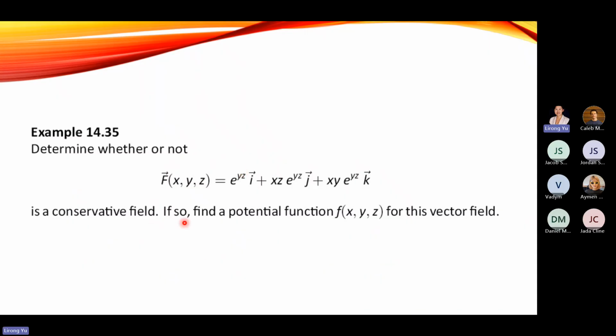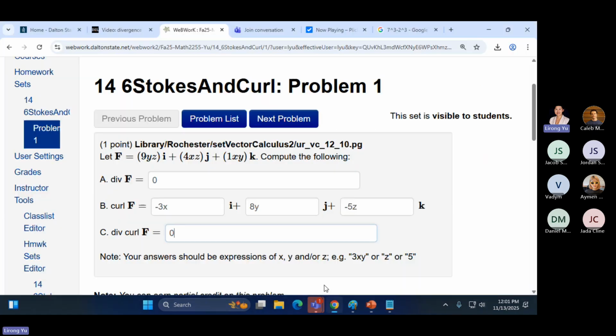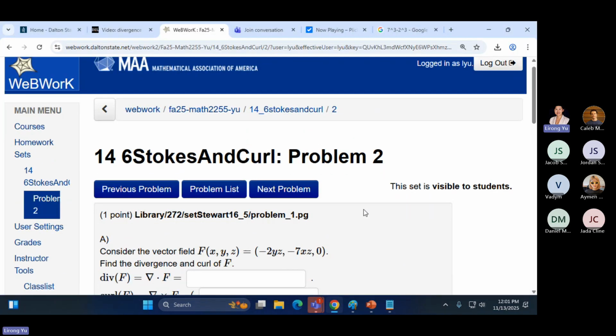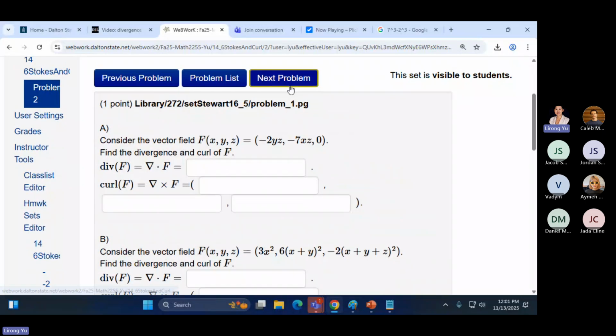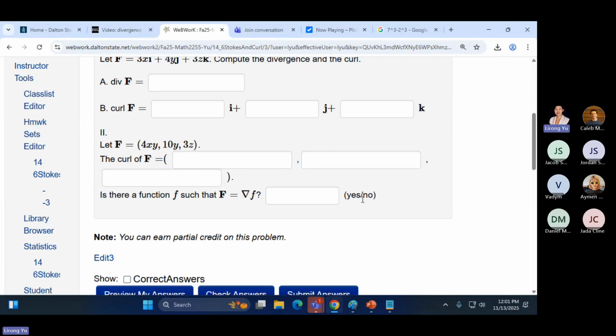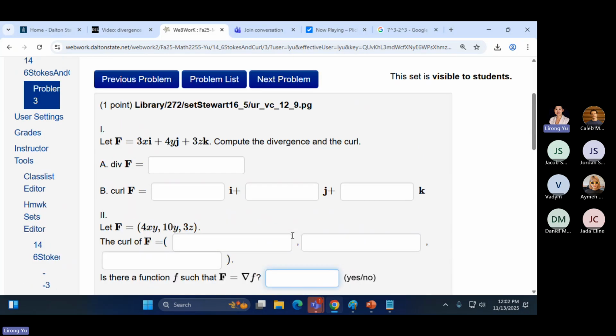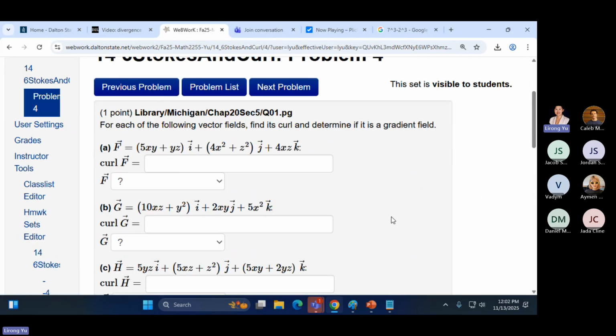And this is another example on determining whether the vector is a conservative vector field. Is this function a conservative vector field? It depends on the calculation of the curl. If the curl of the vector is 0, 0, 0, then yes. And if the curl is not a 0 vector, then no. So when you try this question, it really depends on the result of the calculation of the curl.